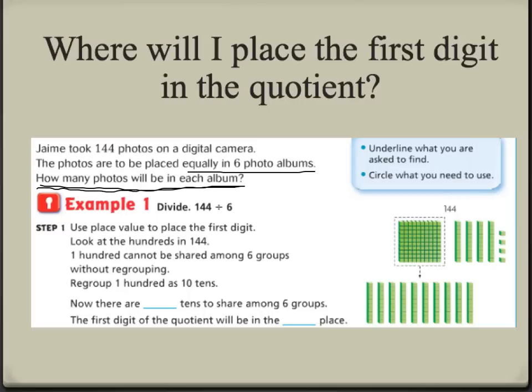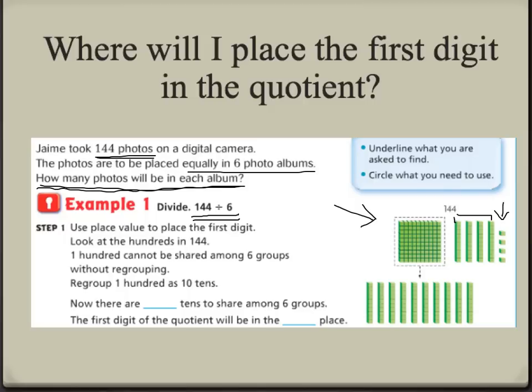So we know that we are going to be placing the photos equally into 6 photo albums. Already I'm thinking that means I'm going to have to divide, and I have 144 photos that need to be placed equally into 6 photo albums. So you can see my problem is going to be 144 divided by 6. Over here, you can see how it's modeled. We have 1 hundred, 4 tens, and 4 ones.